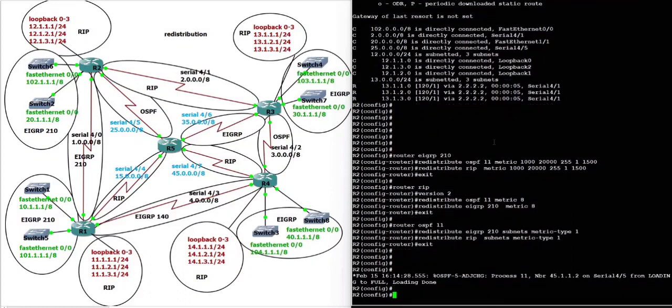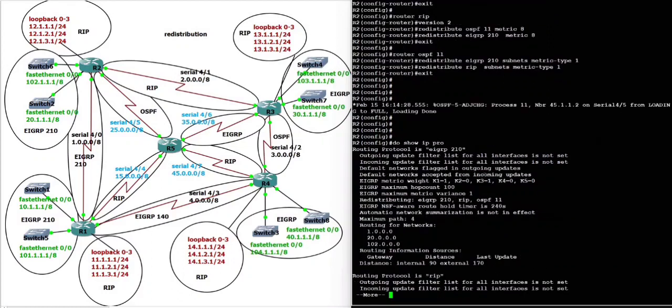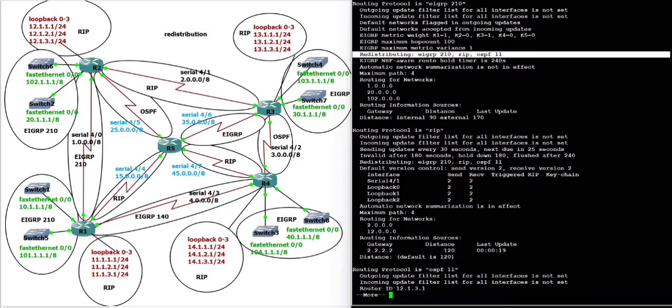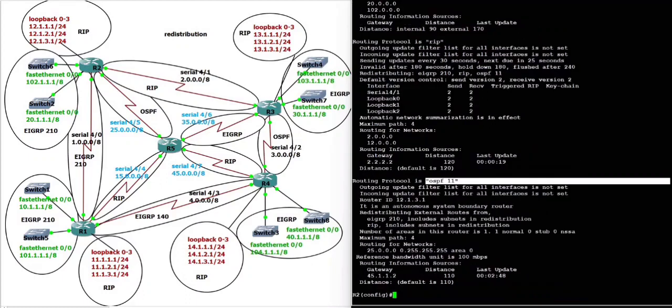Let's verify on router 2. Do show IP protocol. Redistributing in EIGRP 210 redistributing RIP and OSPF. In RIP redistributing EIGRP 210 OSPF 11. In OSPF 11 redistributing external routes EIGRP 210.